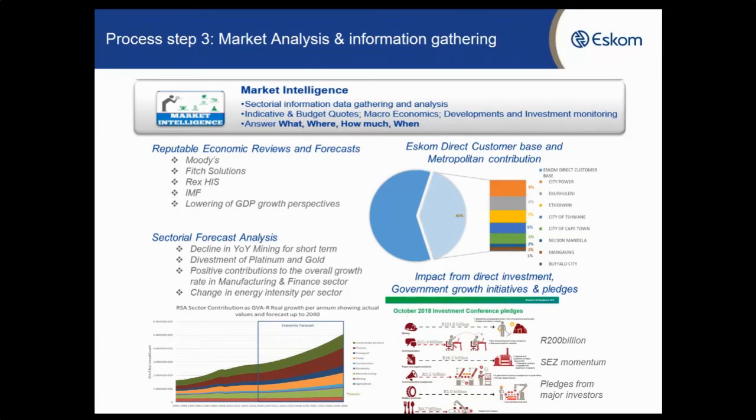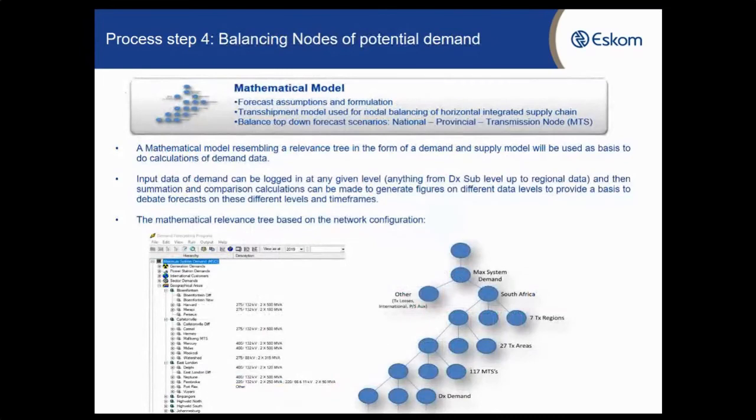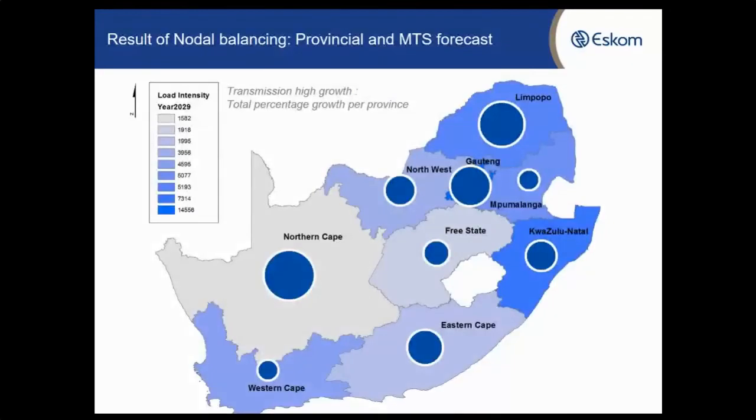We also keep a close eye on the investment conference pledges, because we all know that there's demand, but we really need investment to enable that demand. We balance all of this into a mathematical model, where we have a node analysis relevance tree, where we take it from the top all the way down into our MTS areas. That brings us to the result of that nodal balancing, a provincial or MTS forecast.